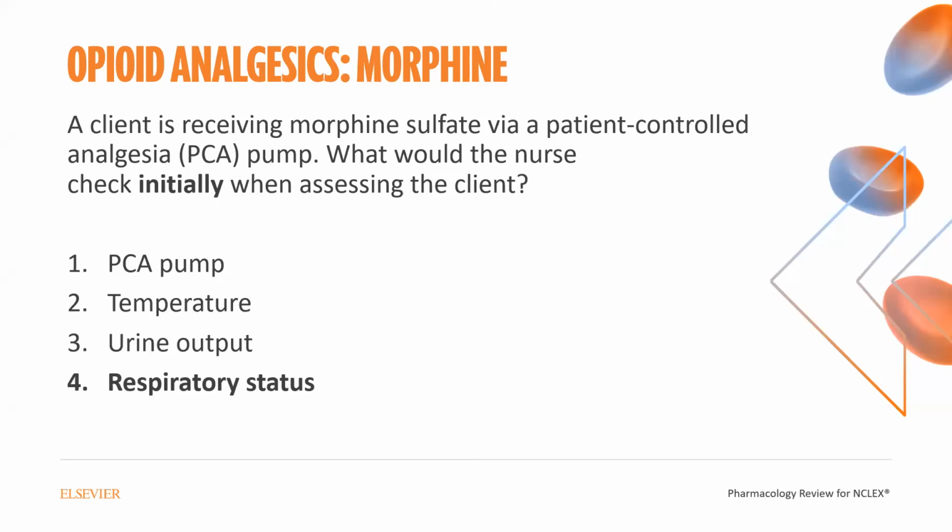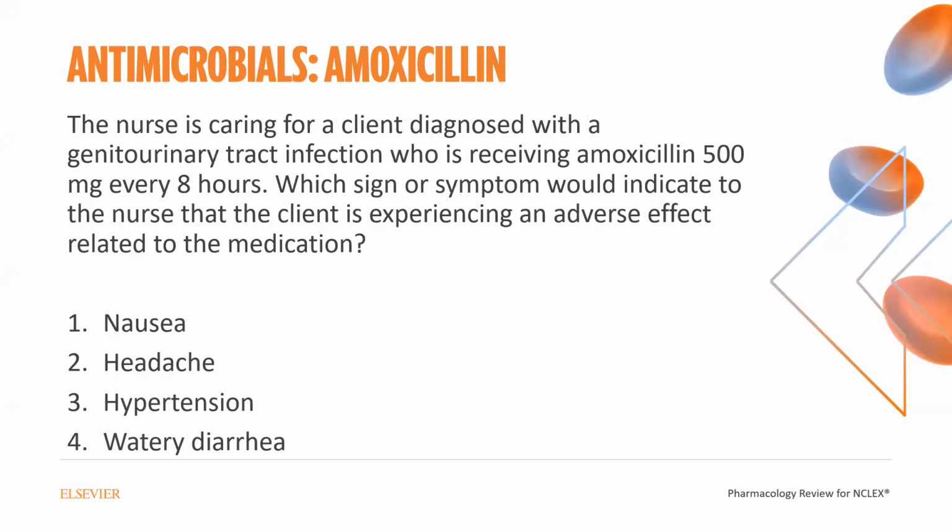And note the strategic word initially in the question. Also use the ABCs, airway, breathing, and circulation to guide you to the correct option. And although options 1, 2, and 3 may be a part of the assessment, option 4 identifies the priority and thus is the initial nursing action. Okay, on the next slide, we have a question on the antimicrobial amoxicillin.